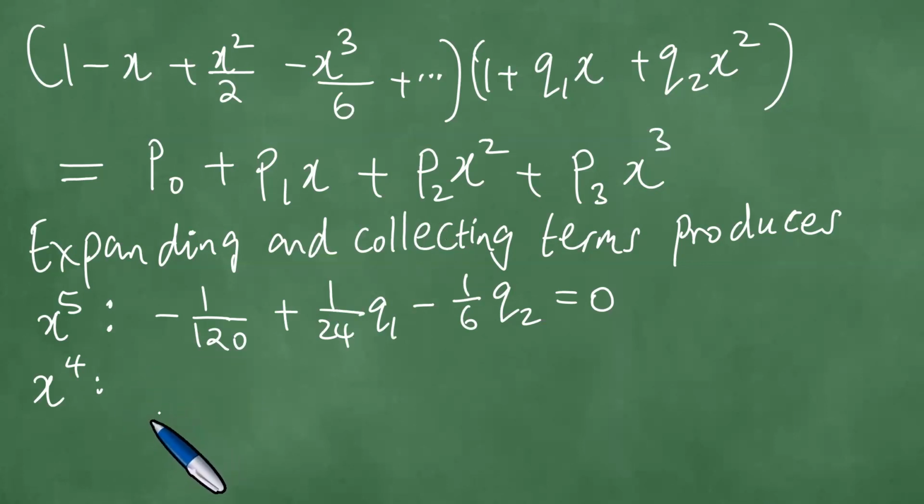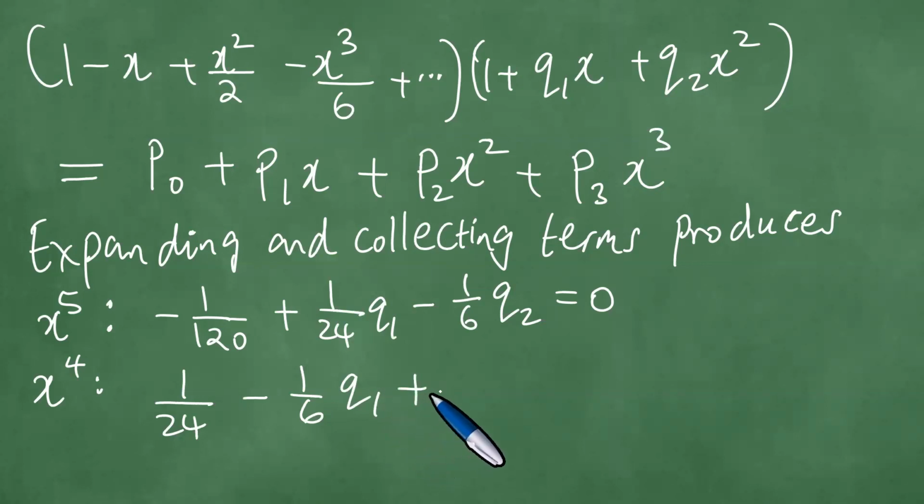But also, x to the fourth power is going to arise how? Okay, so that one is going to be 1 out of 24 minus 1 out of 6 Q1 plus 1/2 Q2. And this is naught. In other words, there's going to be x to the fourth power that's going to arise.